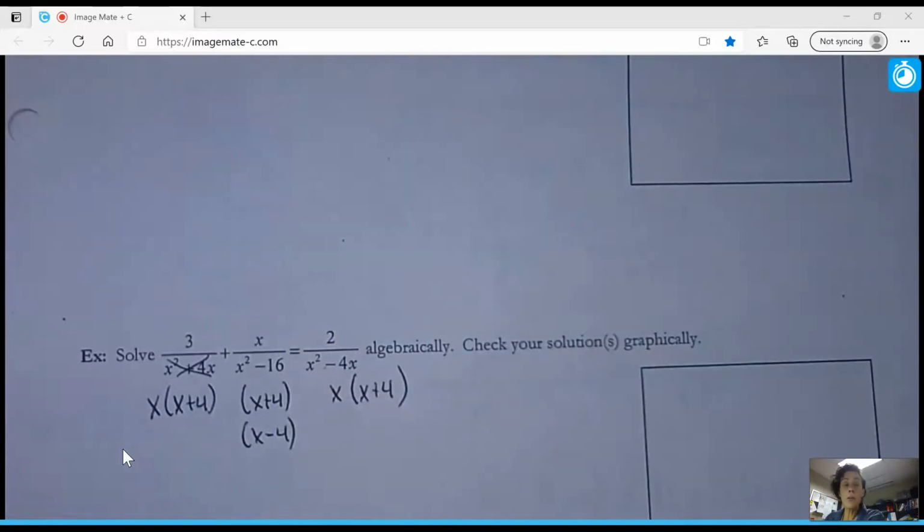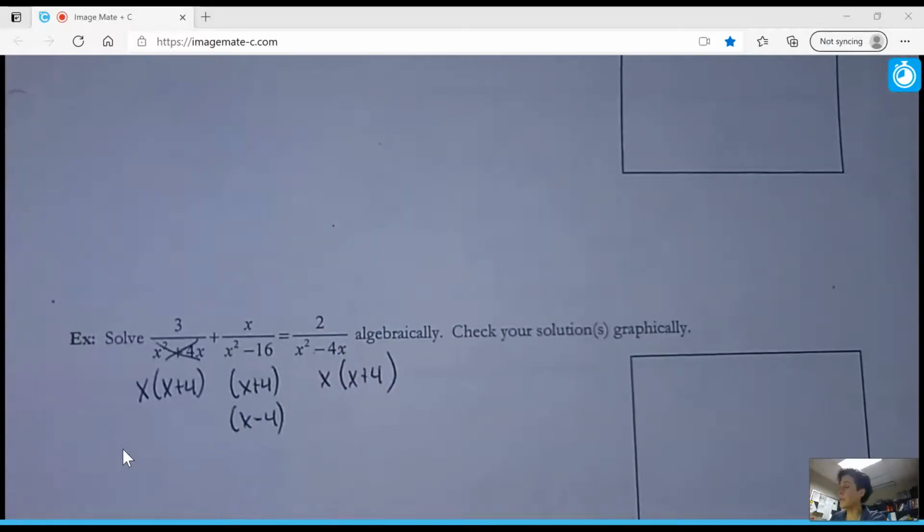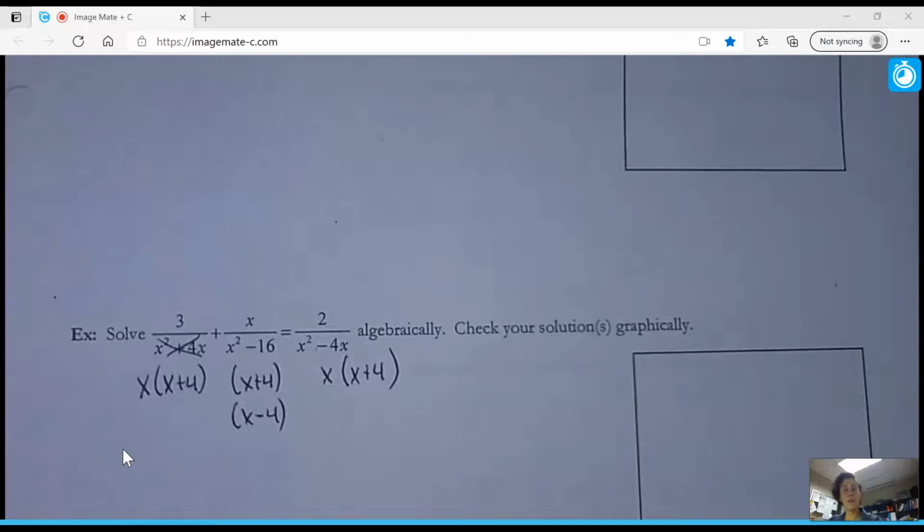Now there are other ways to solve this problem, and I'm just sticking with the same method. So if some of you start to notice some other ways to do this, or you're not sure, just check with me.